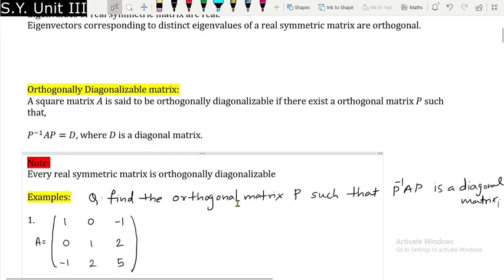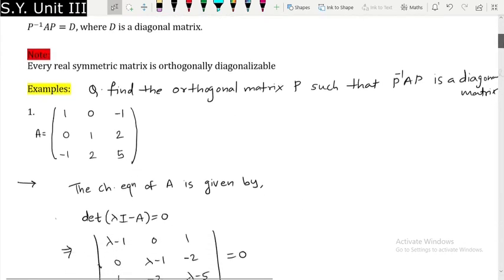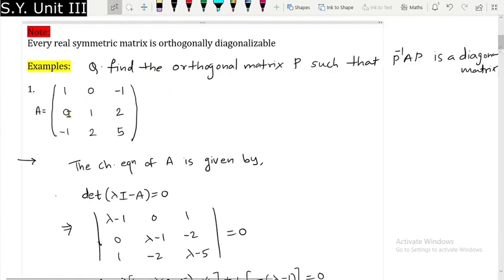So in this example, we have to find the orthogonal matrix P such that P inverse AP is a diagonal matrix. So chalo, let us begin then. I have already done a few calculations for you, which are routine work actually. So this is a matrix. You can observe that this is a real symmetric matrix.